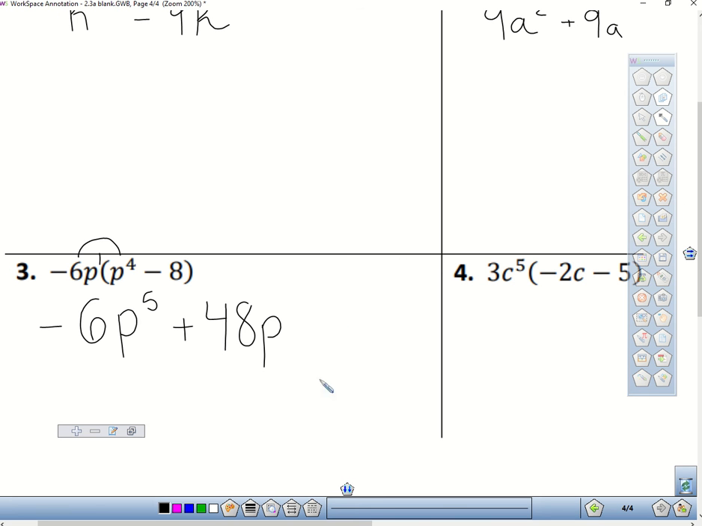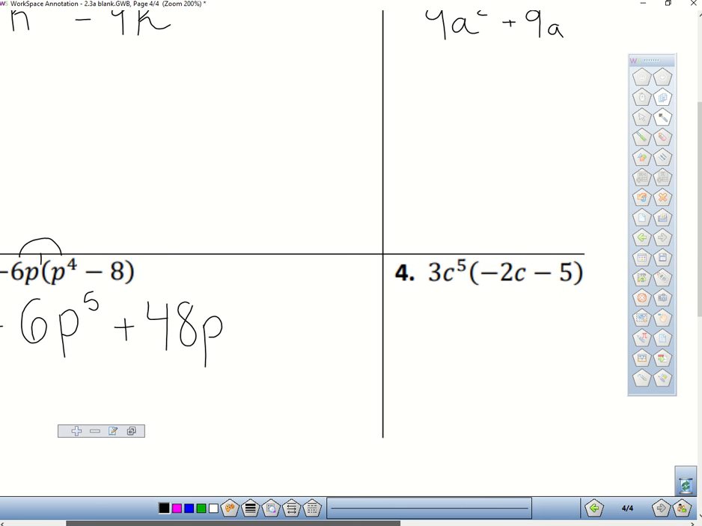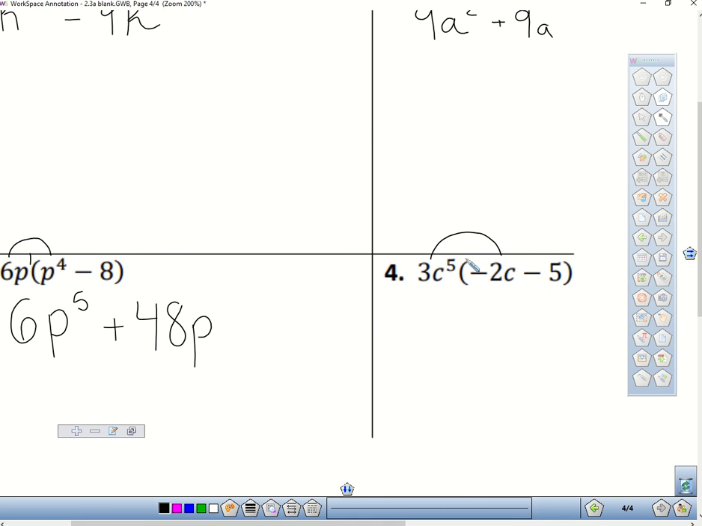And then the last one, we use the distributive property here. We get negative 6c to the 6. Good job. Minus 15c to the, good. And that's how you do it.